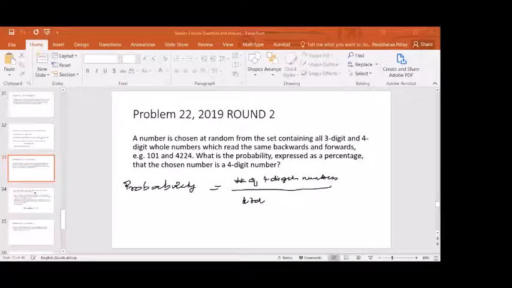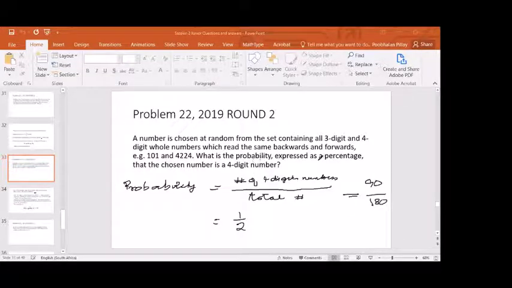Sorry, this writing is so bad. Let me do it better. Over the total number, the total number in the set altogether. Now we already know that altogether the set that we're talking about has got 180 such numbers. And how many of those were 4-digit numbers? We saw that it's 90. We had 90 4-digit numbers and 90 3-digit numbers. So the answer is 90 over 180, which is a half.